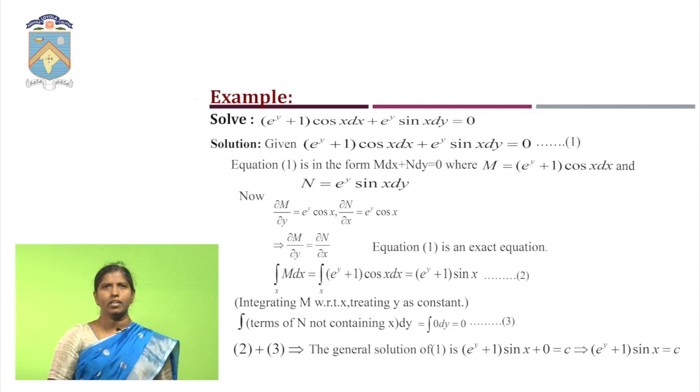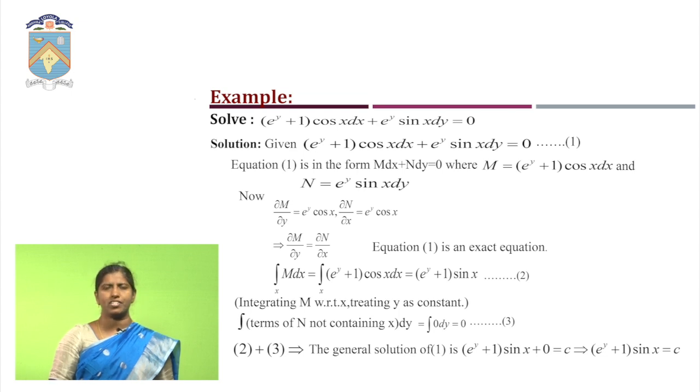For example, if we take a problem here, (e^y + 1) cos x dx + e^y sin x dy = 0. That equation is of the form M dx + N dy = 0. So, we have compared the given equation. Now, identify M and N. Here in this example, M is nothing but (e^y + 1) cos x and N is equal to e^y sin x.